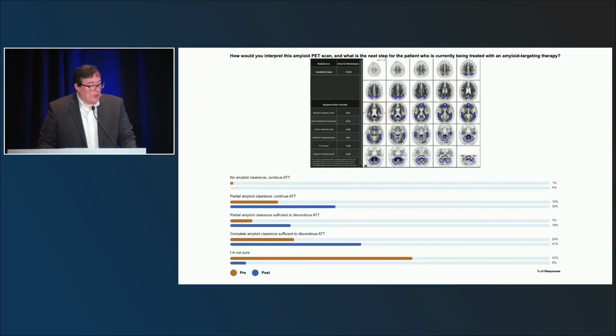So I think this is a potentially tricky case. I think visually this is negative. I didn't give you a lot of time to look. I will say often, even when the Centiloids are cleared, they don't look quite as clean as patients who are negative at the beginning. If you thought this was visually positive and quantitatively negative, partial amyloid clearance would be reasonable. I think here, though, we have quantitative and visual complete clearance sufficient to stop amyloid therapy.